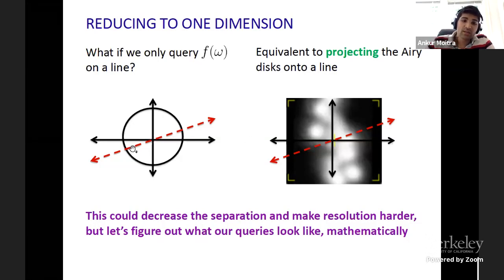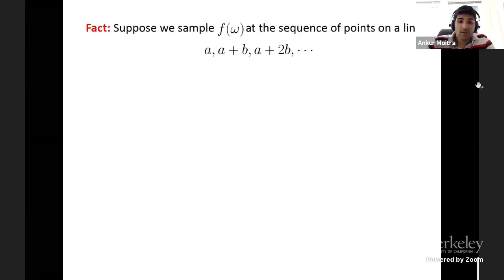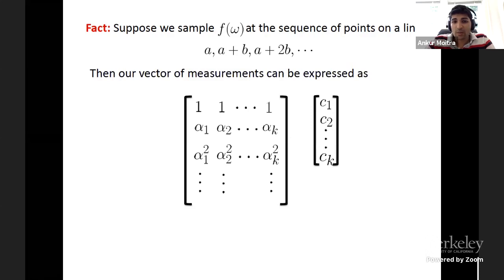So what does it mean, and what does it look like mathematically when I only query f of omega along this line? Now, I claim, in fact, let's only query it along a line at some discrete set of points. So along this line, I'm going to query it at the point a, and then I'm going to query f of omega at the point a plus b, and then I'll query it at a plus 2b, and then a plus 3b, and so on. So what I claim is that the measurements that we observe from measuring f of omega at these points look like a matrix vector product, where your matrix is a Vandermonde matrix, and your vector has to do with the mixing weights in your mixture model.